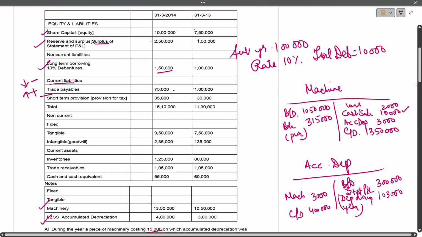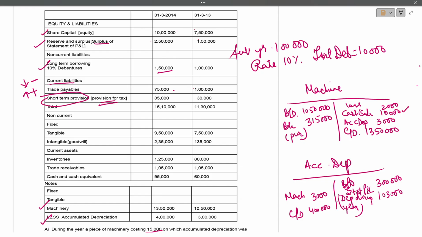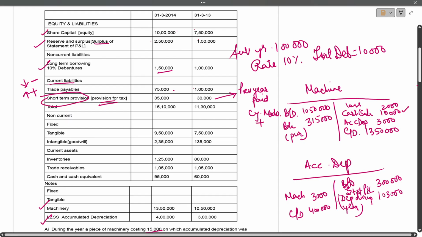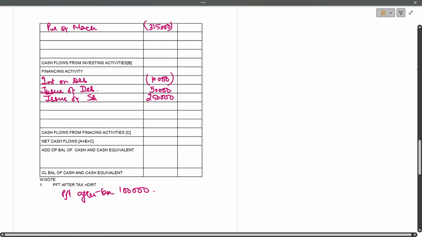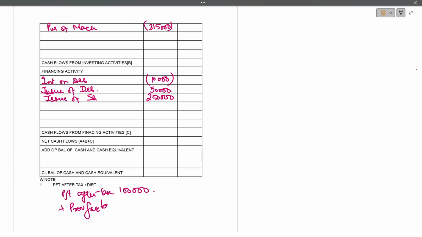We have short term provision, where we have provision for tax. For this, one way is prepare an account if additional information is given. If no additional information given, previous year paid, current year made. Made is added in debt. So let me add 35,000 first of all. I add here 35,000 provision for tax made.